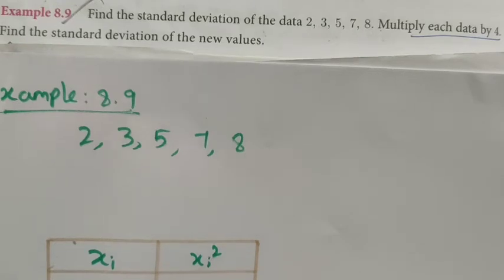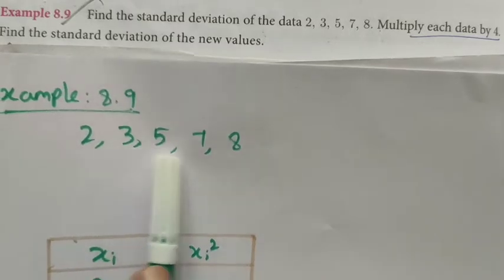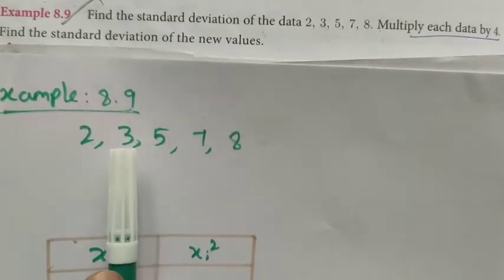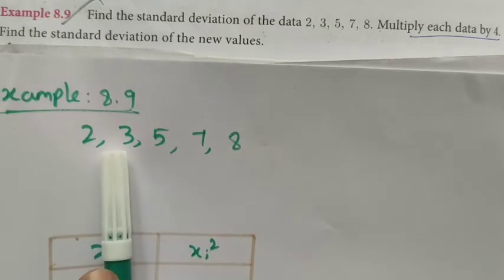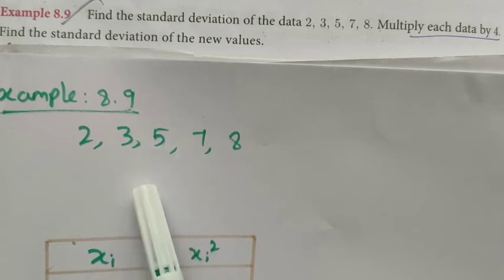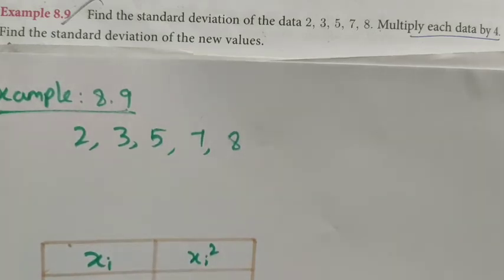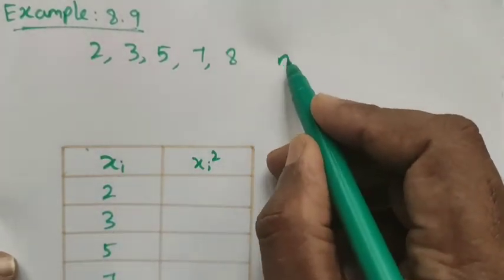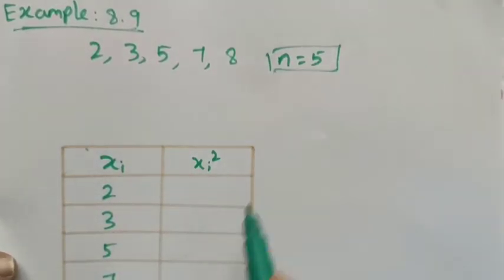First of all, we want to find the standard deviation for the given data, and then each and every data should be multiplied by 4, and we get another set of values, right? For that set also we want to find the standard deviation. Let's see the standard deviation. See here the given data is small, so we use the direct method to find the standard deviation. How many data are given: 1, 2, 3, 4, 5. So n is equal to 5, right?